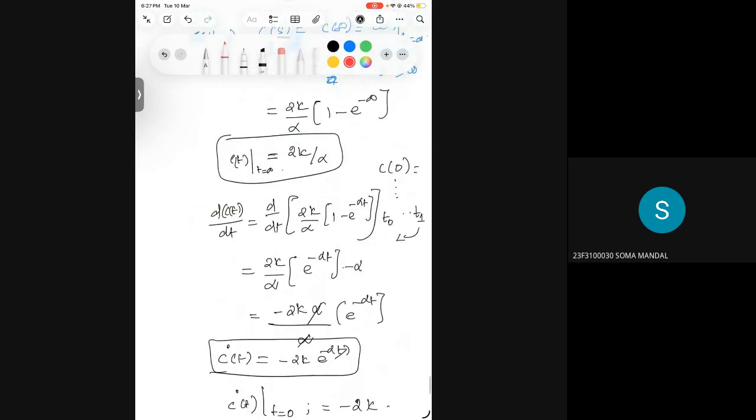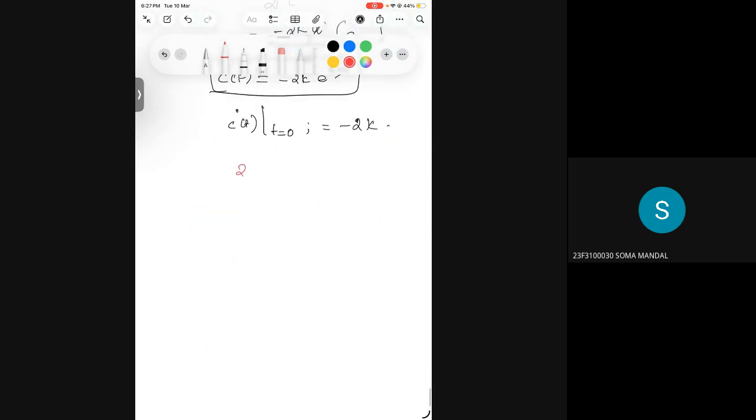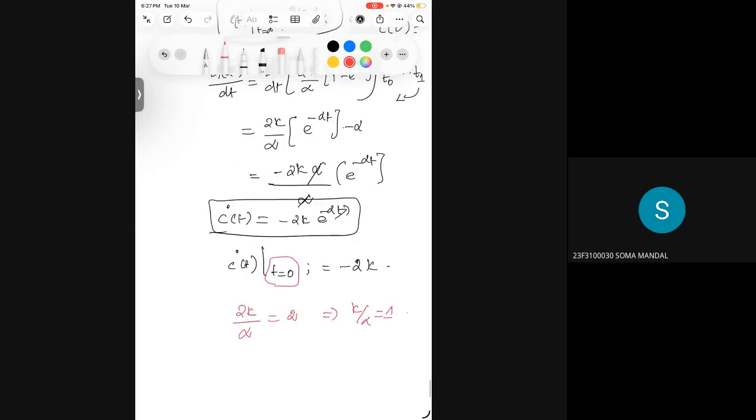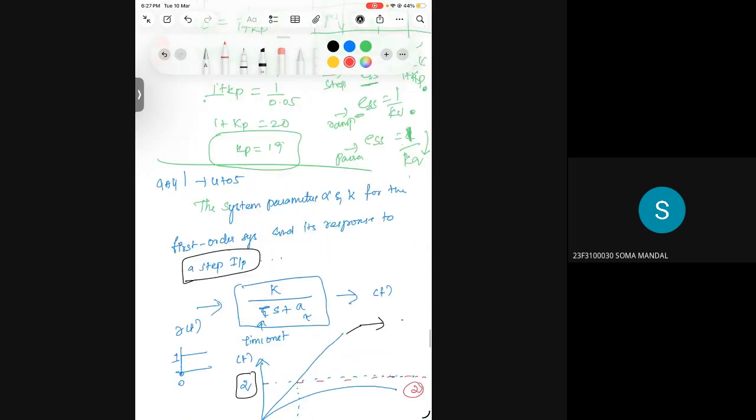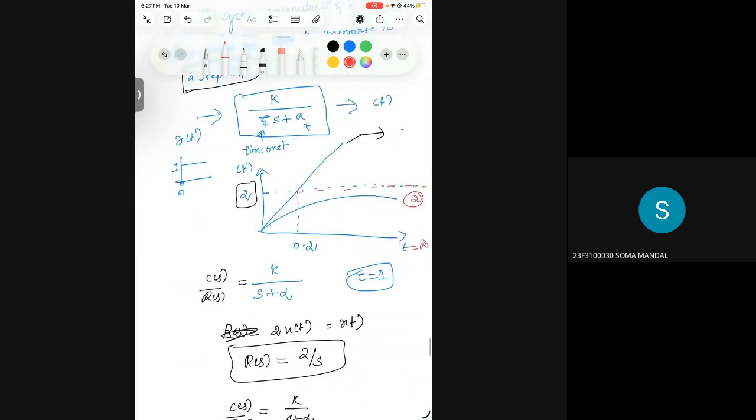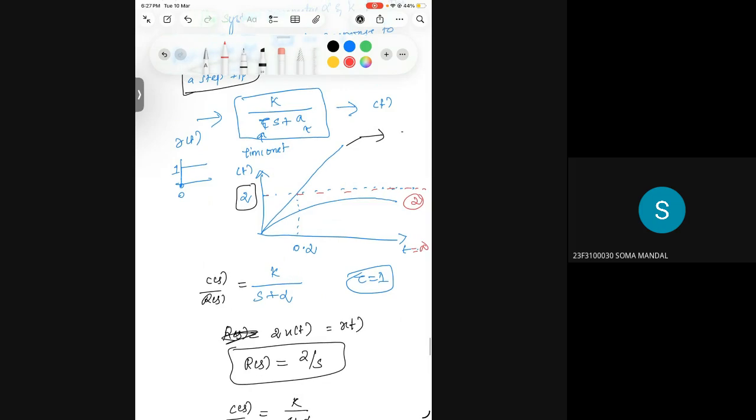T tends to infinity is here, right? So 2k by alpha is going to be 2, so k by alpha is equal to 1. From here, when t equal to 0, you know where it is starting, right? When t equal to 0, it's starting at 0.